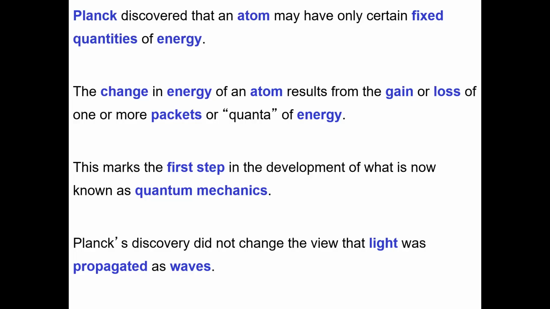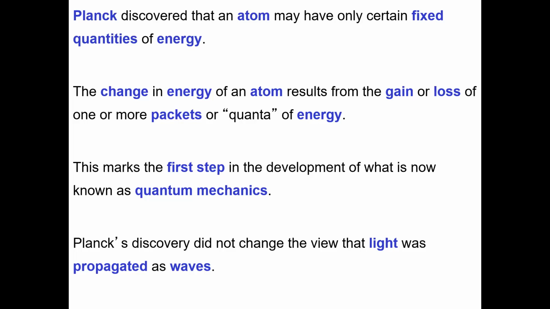Now, Planck said that the reason why an object emits light, why a black body emits, is a result of the change in energy of an atom. And that's going to be a result of the loss of or gain of one or more quantities of energy. And that quantity of energy has to have a certain specific value. It can't just be any value. It has to agree with the Planck rule.